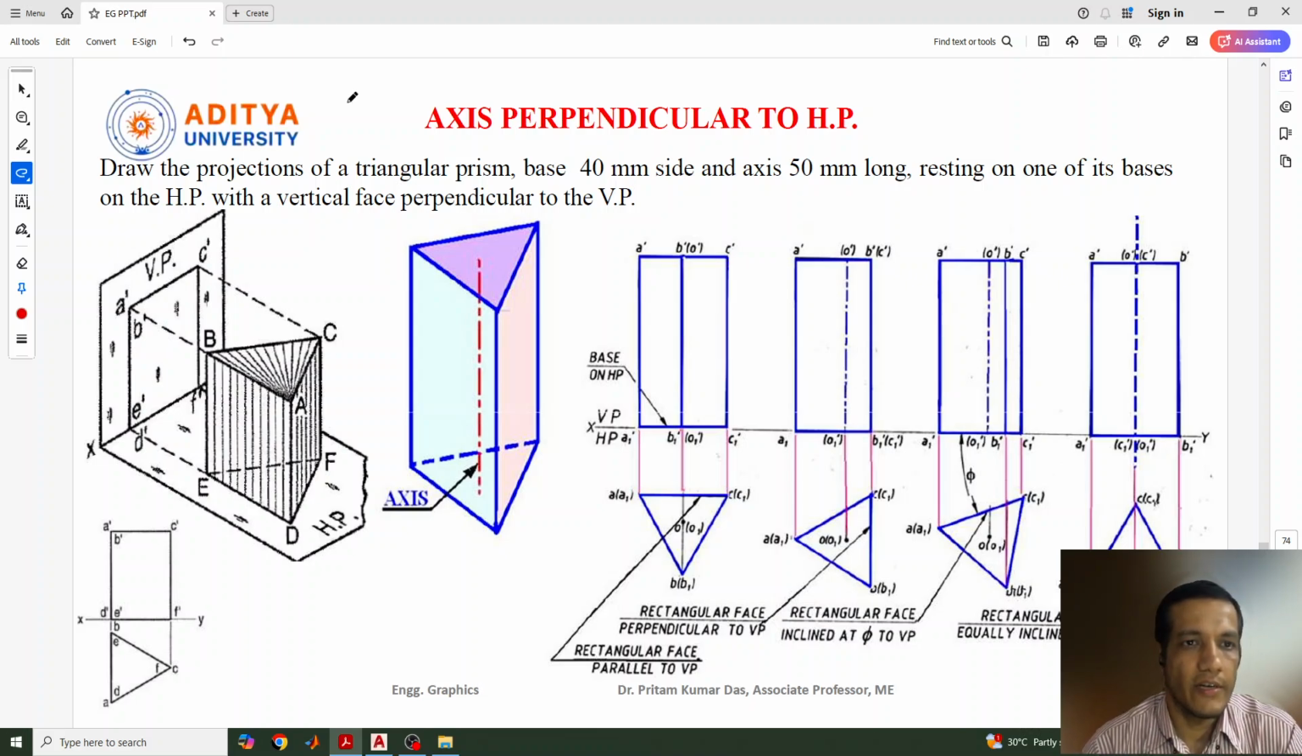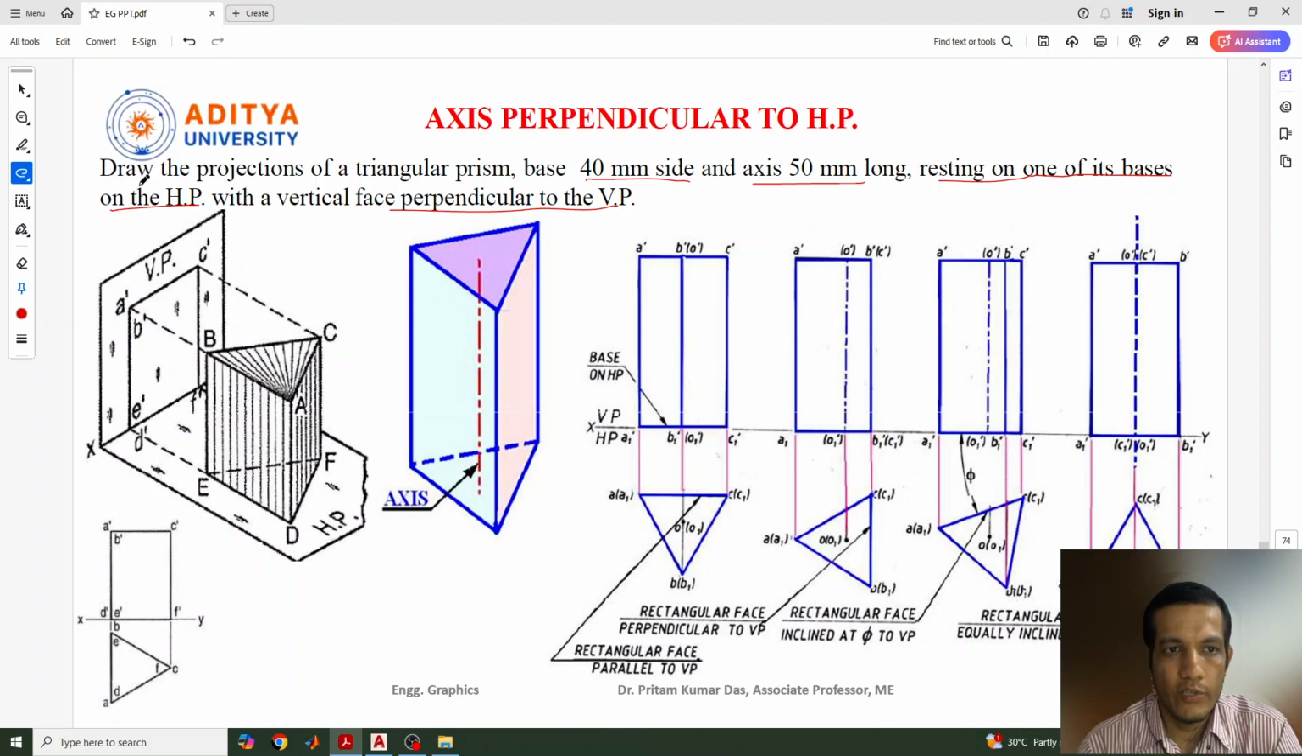So the question is given here: draw the projection of a triangular prism of base 40 mm, axis 50 mm long, resting on one of its bases on the HP with the vertical faces perpendicular to VP. So now try to understand, when the question is given in such a way, how to identify which base it is. See, base side is given, axis side is given. Now resting on one of its bases on the HP, okay, with vertical faces perpendicular to VP.